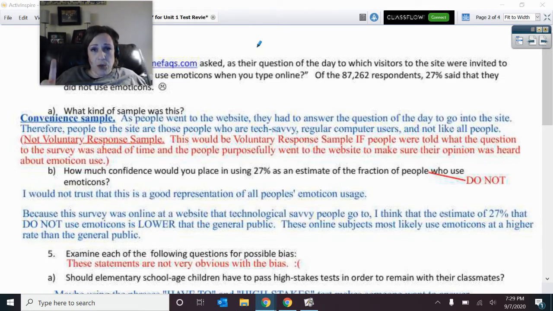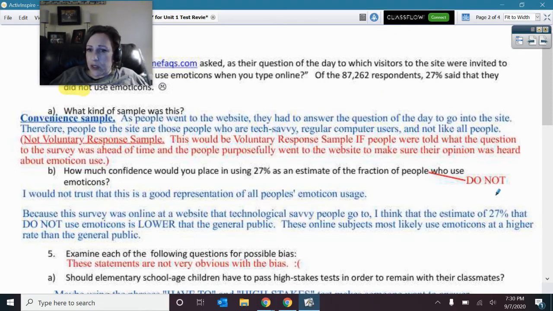Okay, that is important, how that was organized, because do you use emoticons when you type online? So there's 27% said they do not use emoticons. I say that do not because later down here I saw I had a typo. But anyway, so that way that they got that sample is important. It's a convenient sample, not voluntary response. And the reason it's convenience is because people were logging in already to go to that game site.